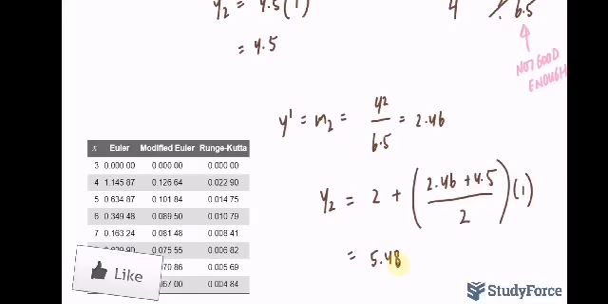What we can do is write down y sub 2, our second ordinate, is equal to our previous ordinate, which was 2, plus the average of the slopes that we found, this one and the previous one. So 2.46 plus 4.5, and when you take the average, you add them up and divide by 2. We then multiply this by delta x, which is equal to 1. So a new y coordinate instead of 6.5 is 5.48.